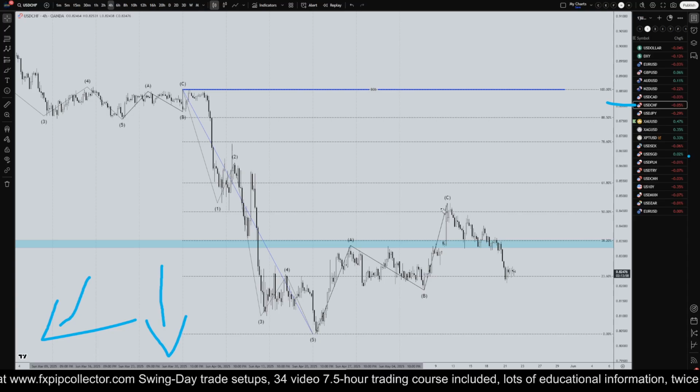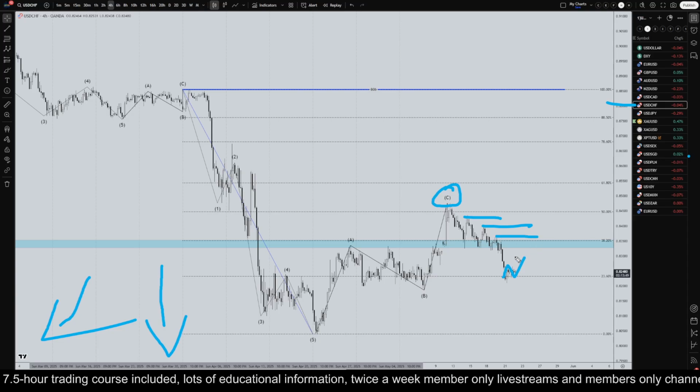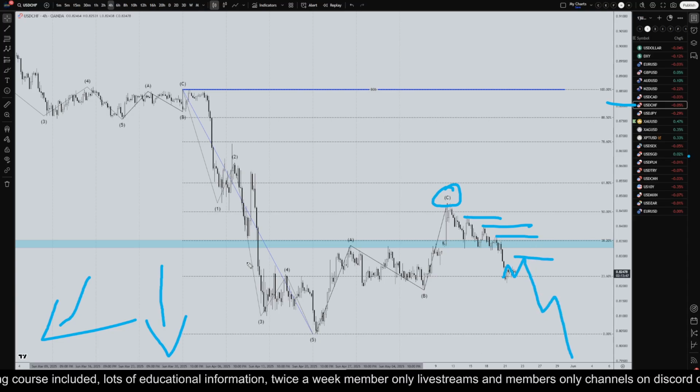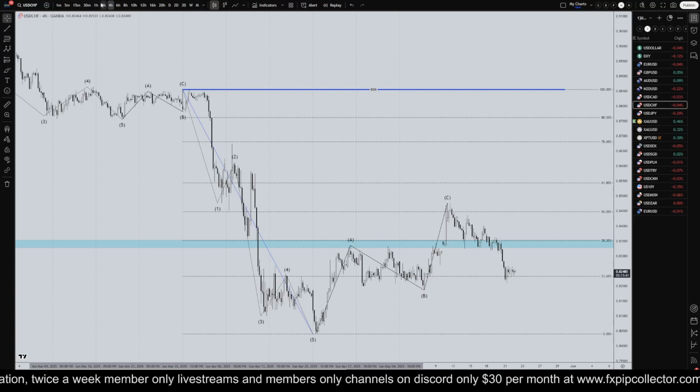So, anyways, on the US dollar Swiss, I still think this is a completion of a pullback right here. And I still think on the 4 hour time frame, it will make lower high, lower high, lower high, and just keep on making those lower lows, lower highs, probably going down and taking out the previous lows, and potentially going a lot lower than that.